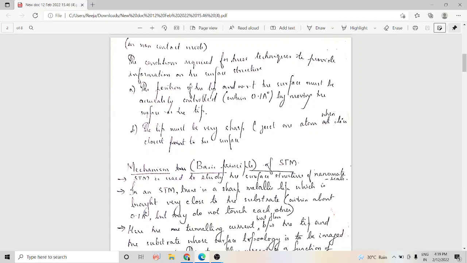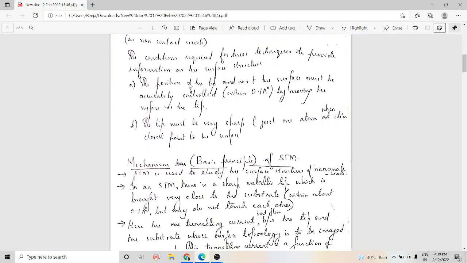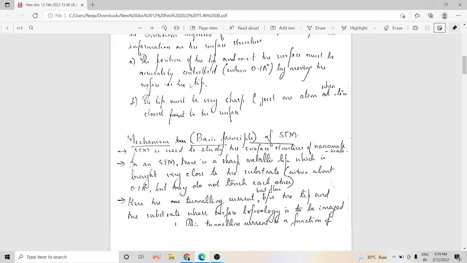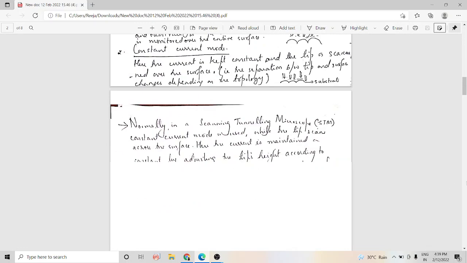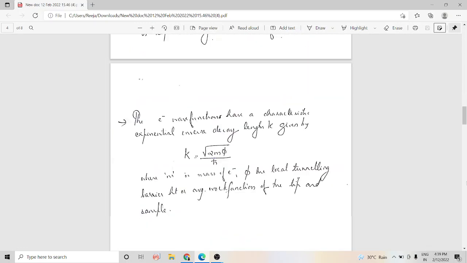The second point is the tip must be very sharp. It must be just 1 atom thick at the tip. Okay, the tip of your probe must be very, very sharp. That is, it must be just 1 atom thick when it is closest to the surface. So I'll show you a figure of our scanning probe microscopy technique, or a scanning tunneling microscope with its metallic probe and the surface.